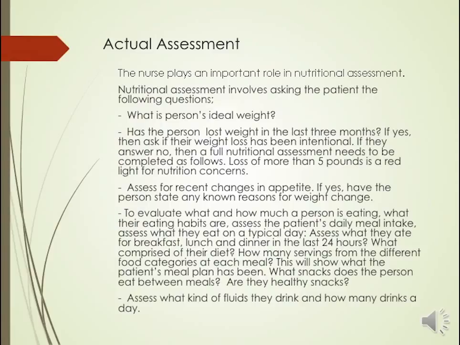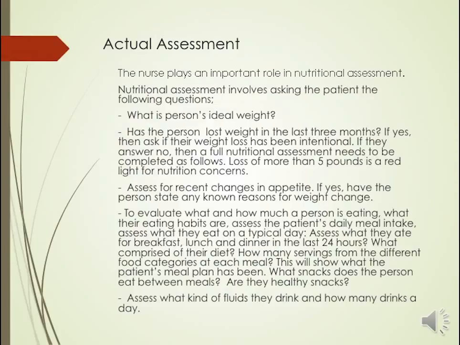meal intake. Assess what they ate on a typical day, what they ate for breakfast, lunch, and dinner in the last 24 hours, what comprised their meal, how many servings from the different food categories at each meal. This will show what the person's meal plan has been. What snacks does the person eat between the meals? Are they healthy snacks?